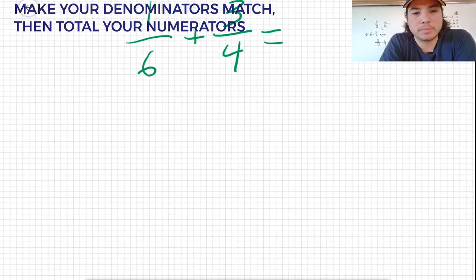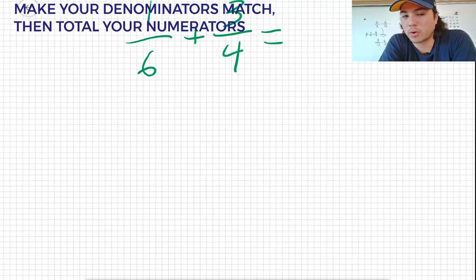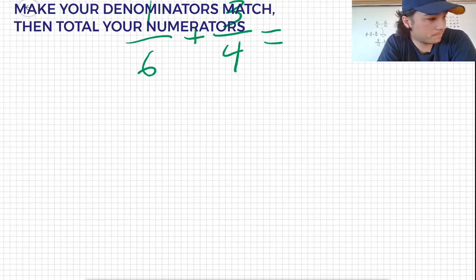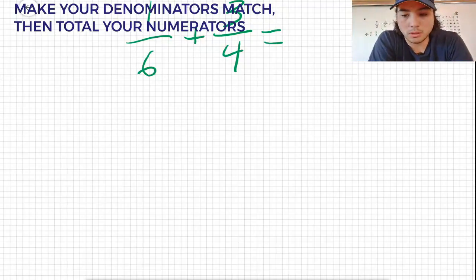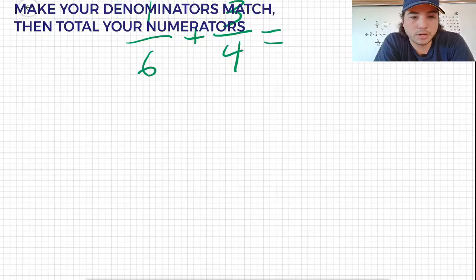1/6 plus 3/4. 1/6 plus 3/4. So remember, if you're having trouble finding a lowest common multiple, make sure we go to our multiplication table, look in the 6's row, look in the 4's row. What's the lowest number that shows up in both places?